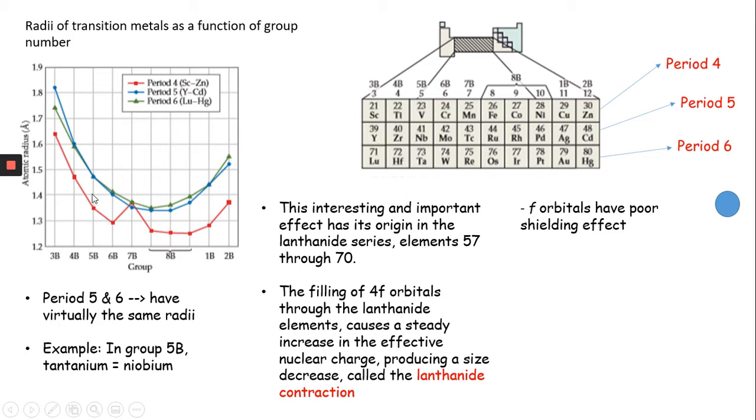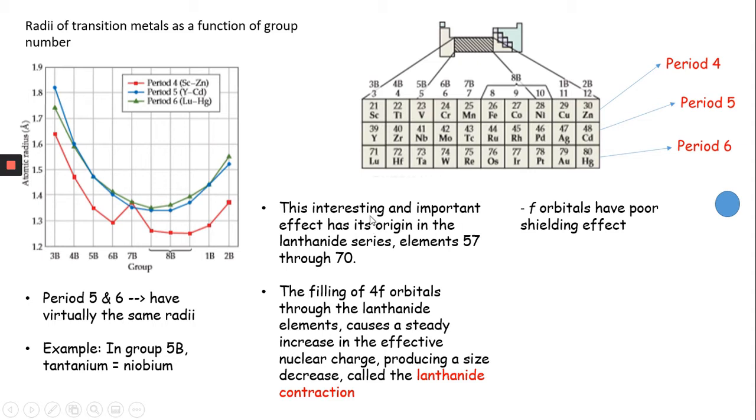If you look at periods 5 and 6 in the graph, you can see that they actually have virtually the same radii, meaning that the size is not that much different. For example, if you look at group 5b, it belongs to tantalum of period 6 and niobium of period 5. They actually have the same size or same radii. So why is this happening? This is due to the lanthanide contraction or lanthanide effect.